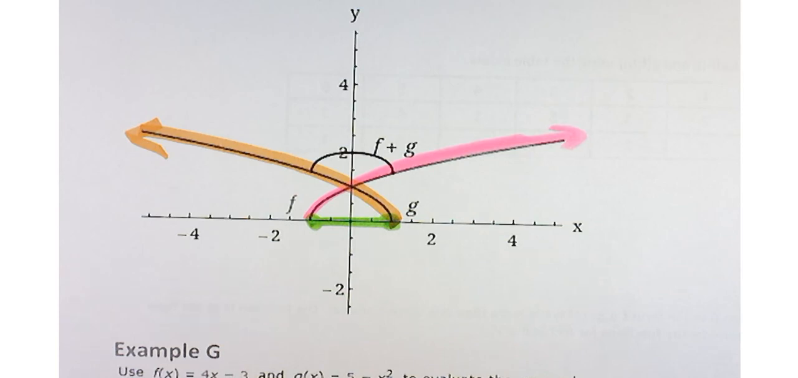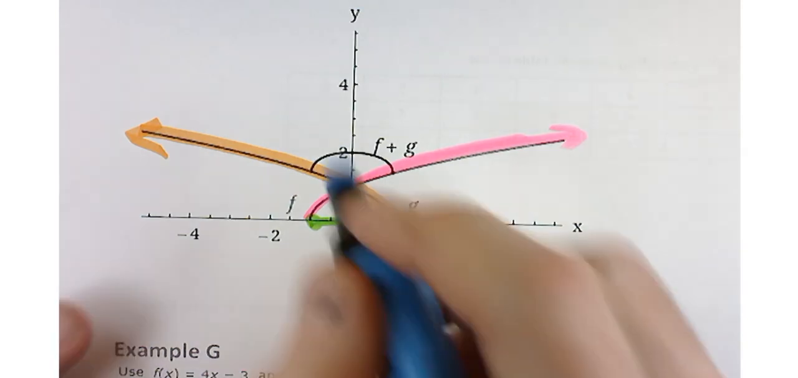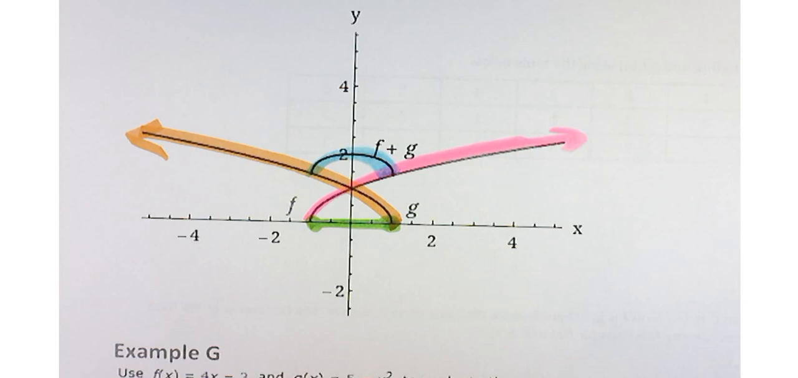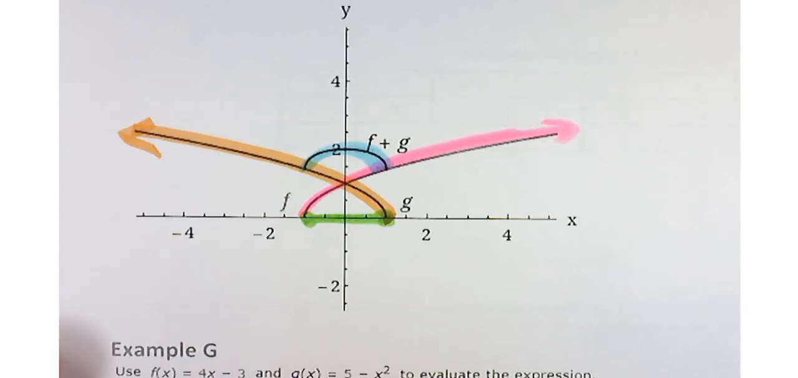And if you take a look at the graph of f plus g, it only exists right there. That's where f plus g exists. So the domain of f plus g is simply -1 to 1.